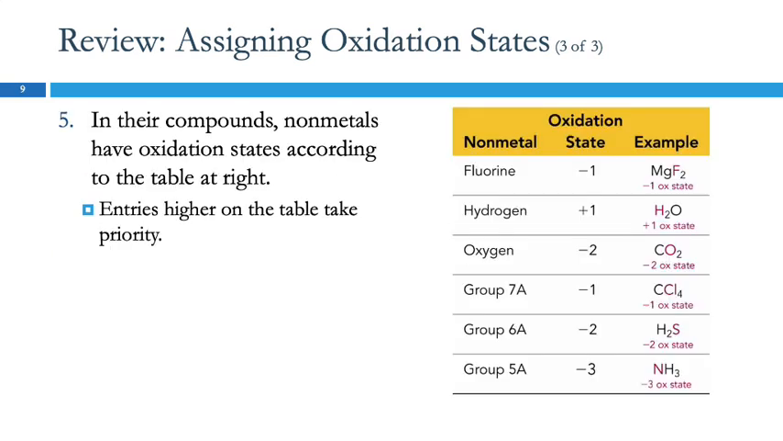Where it gets a little bit sketchy is with the nonmetals. In compounds, nonmetals have oxidation states even though they don't have ionic charges. We have a system for assigning these: we learn this pattern, and then we can assign oxidation states, and we don't have to take into consideration electronegativities or sizes or anything else.